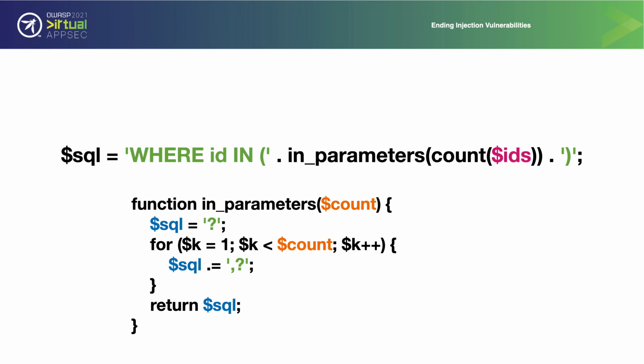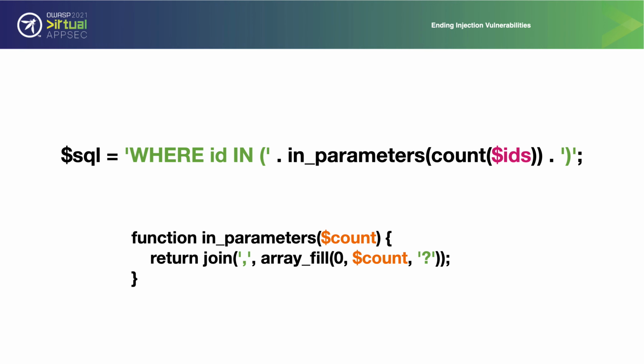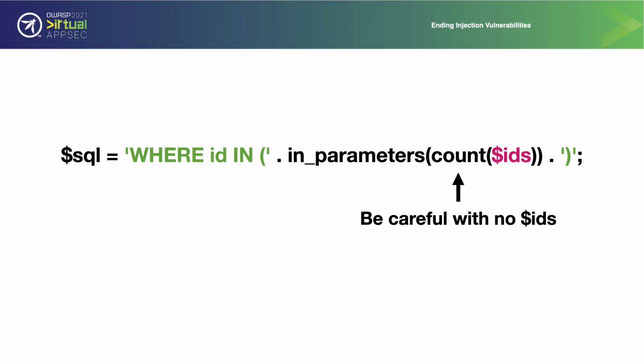This is perhaps the easiest to read and understand in the context of a programmer-defined string, or you could get a little bit more fancy and build up an array of question marks and then join or implode those values together and return that. Same as always, you've got to be careful with no IDs because databases don't really like it when you say WHERE ID IN (), but you shouldn't be running the query anyway because it's not going to return anything.